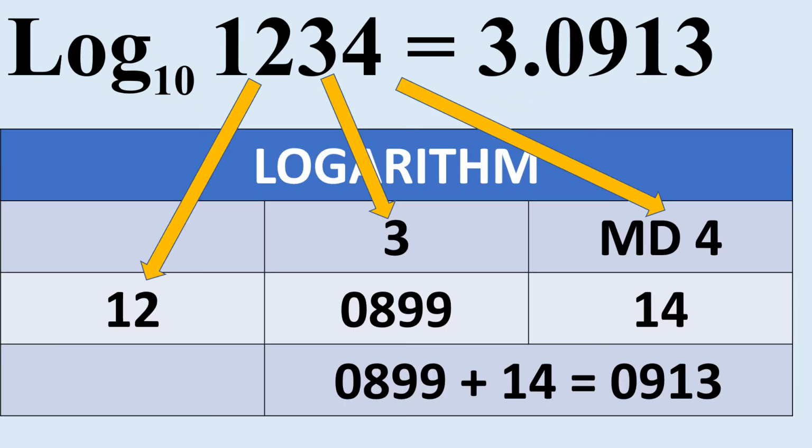The value of log 1234 is 3.0913. Here 3 is the characteristic and 0913 is the mantissa.